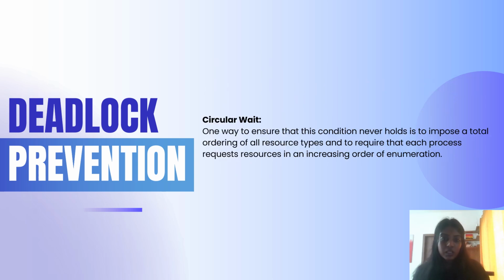The last method is circular wait. One way to ensure that this condition never holds is to impose a total ordering of all the resource types and to require that each process requests resources in an increasing order of enumeration.